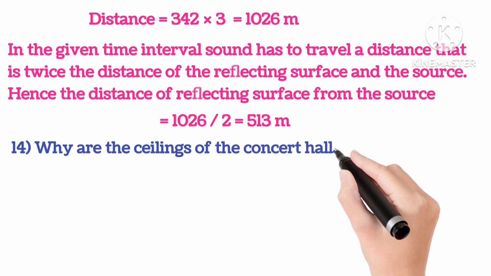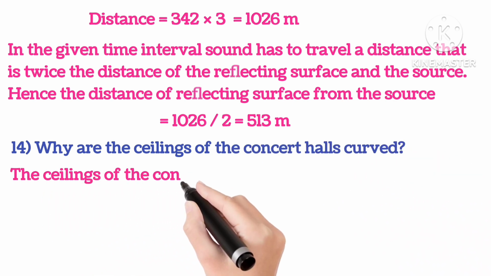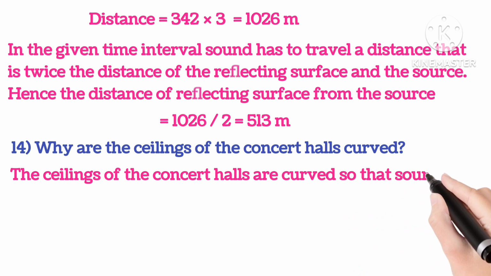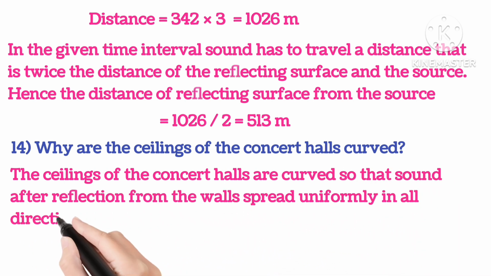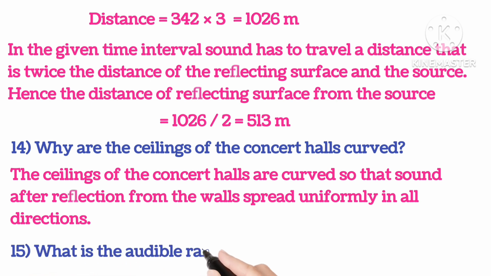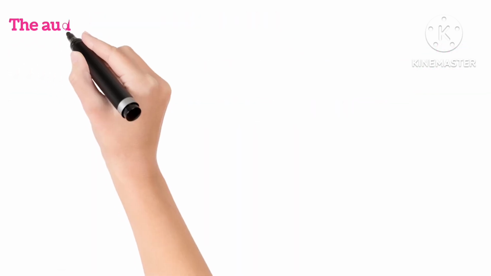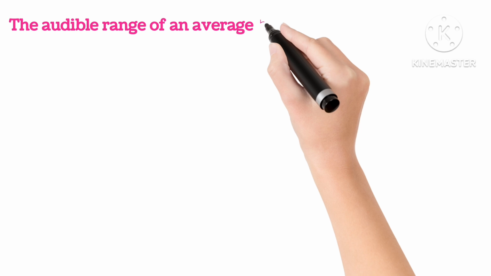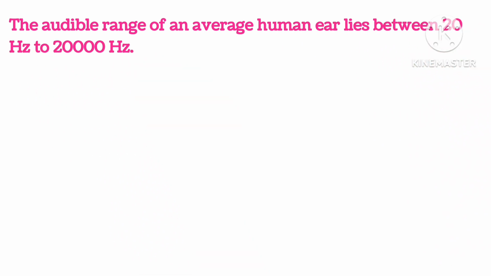14. Why are the ceilings of the concert hall curved? The ceilings of the concert halls are curved so that the sound after reflection from the walls spreads uniformly in all directions. 15th, what is the audible range of the average human ear? The audible range of an average human ear lies between 20 Hz to 20,000 Hz.